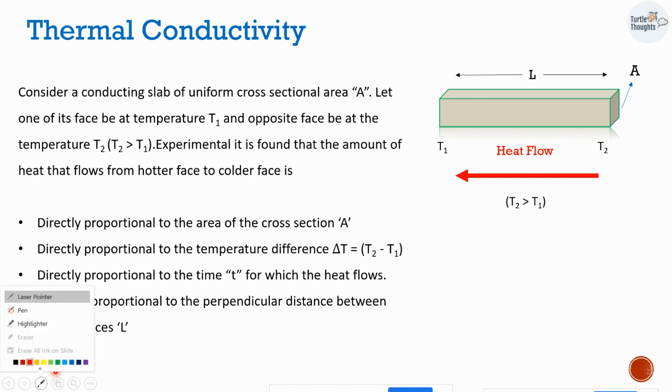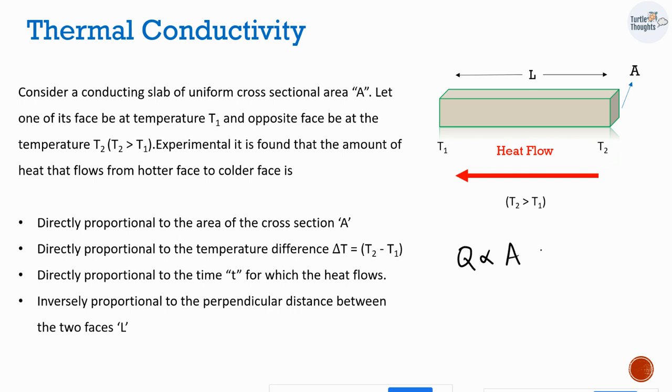If I have to write the same in terms of a formula, I can take the amount of heat as Q, which is going to be directly proportional to the area A. Directly proportional to the temperature difference delta T, which is T2 minus T1, multiplied by small t, which is the time, and inversely proportional, divided by L, which is the perpendicular length between the faces.